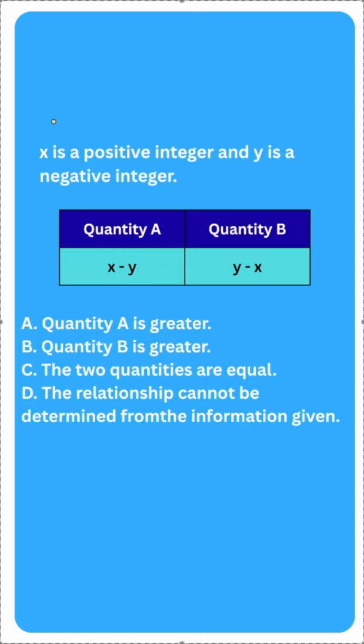Hi, this is a very straightforward question. x is a positive integer, and y is a negative integer. So the value of x will always be positive and the value of y will always be negative.